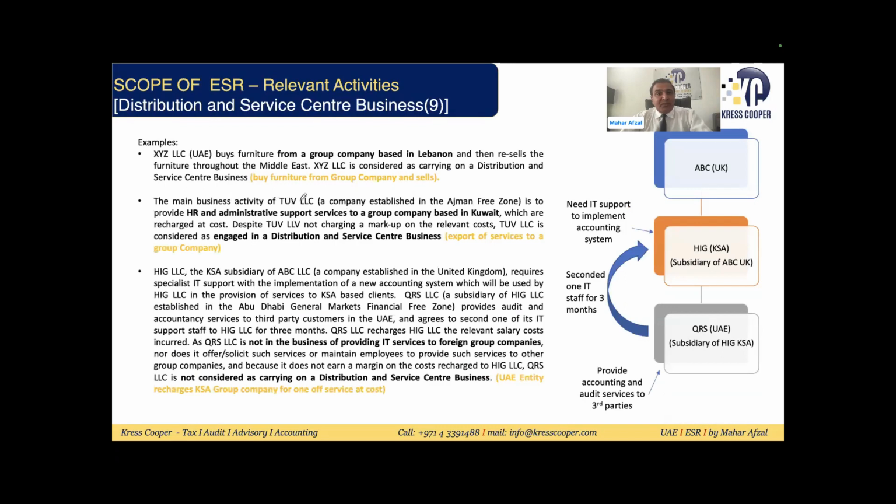You can go through this example: buy furniture from the group company and sell. Yes, it is the distribution business. Export services to a group company. Yes, this is service sector business. UAE entity recharges KSA group company for one-off service. One-off services will not be subject to ESR, as we have discussed earlier.